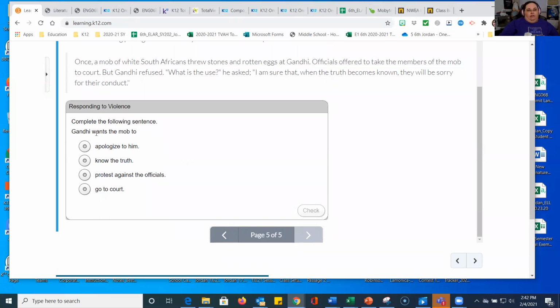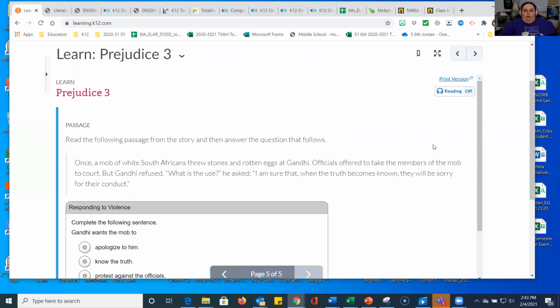Complete the following sentence. Gandhi wants the mob to A, apologize to him, B, know the truth, C, protest against the officials, or D, go to court. Pick your answer. When you know, check it. When you know which one's right, copy and paste it into your review document. And we are ready to move on.